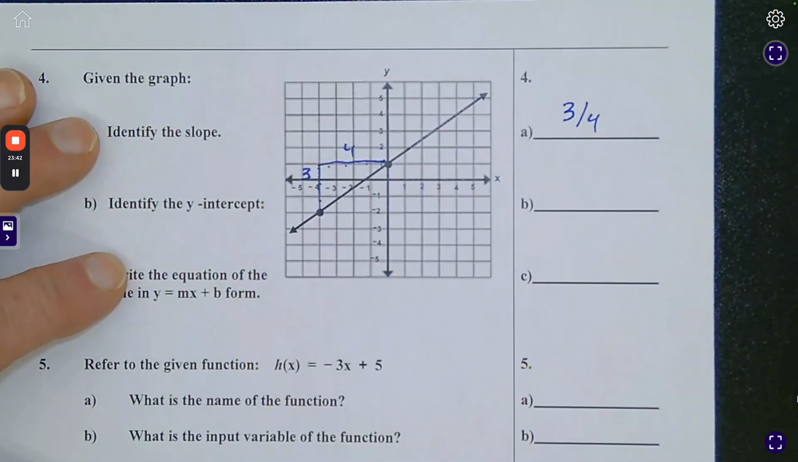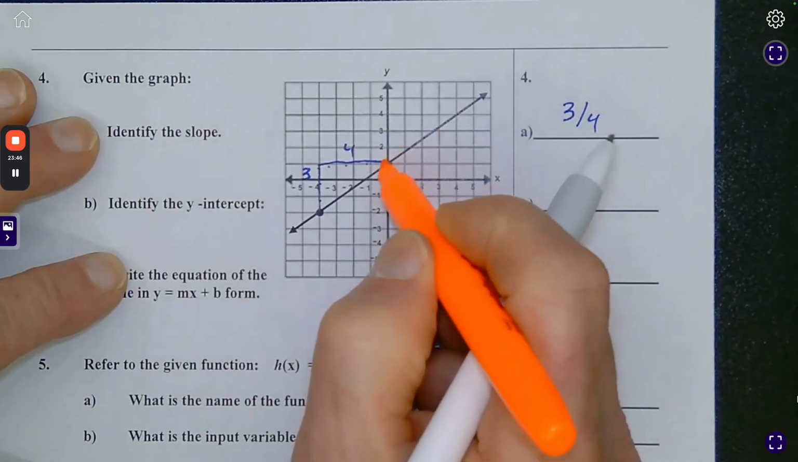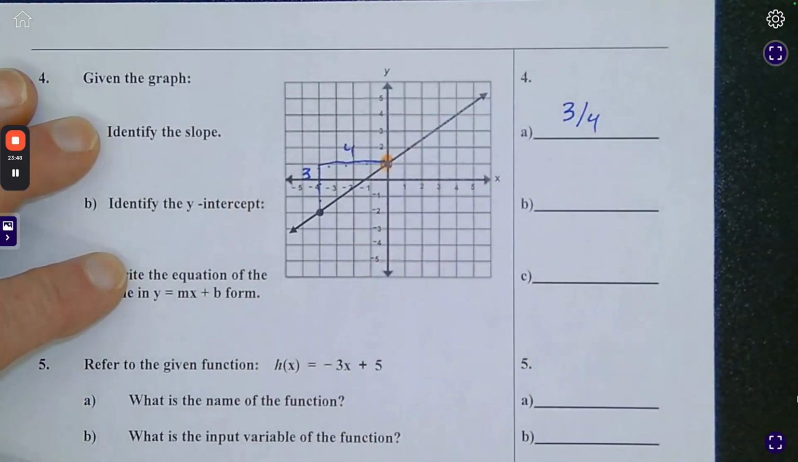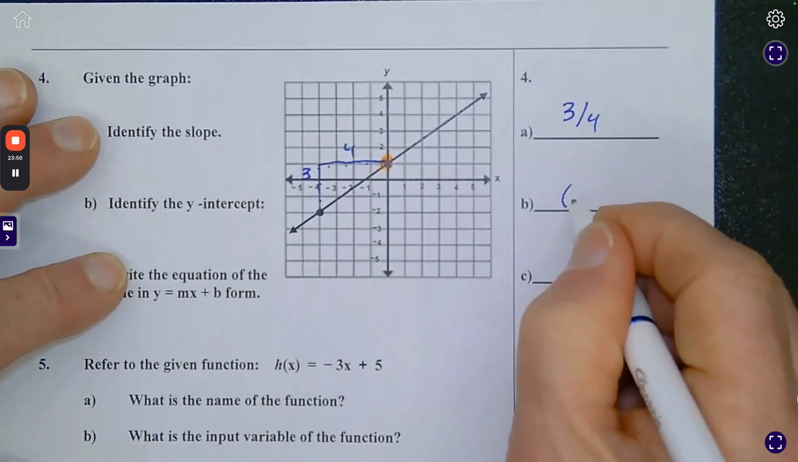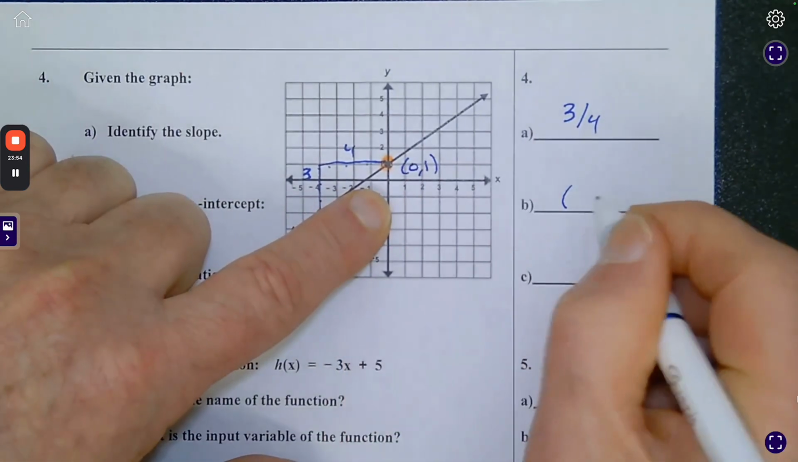Identify the y-intercept. The y-intercept is where you cross the y-axis. It's right there. That looks like the number 1 to me. Write that as an ordered pair. Right? X is 0. Y is 1.